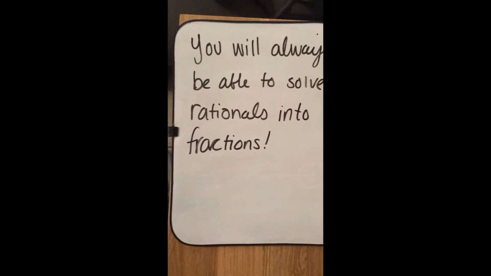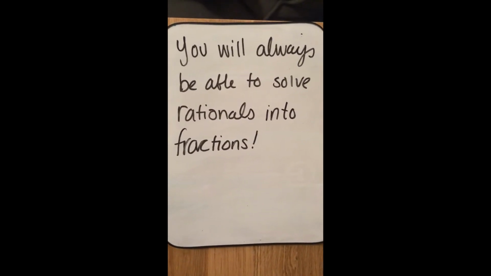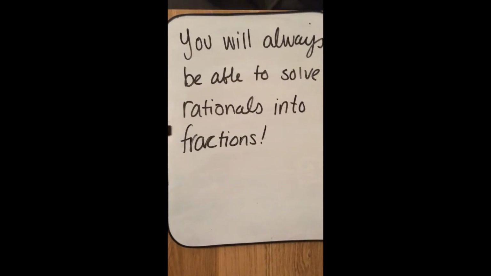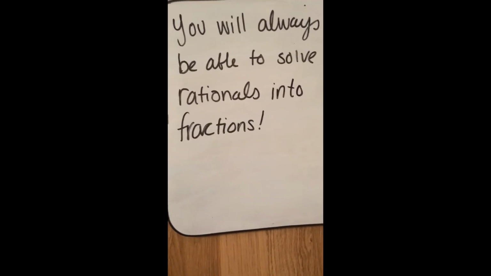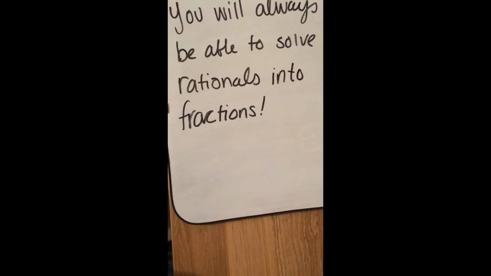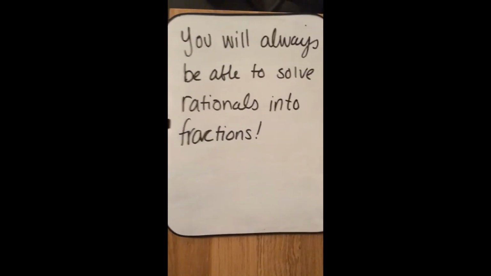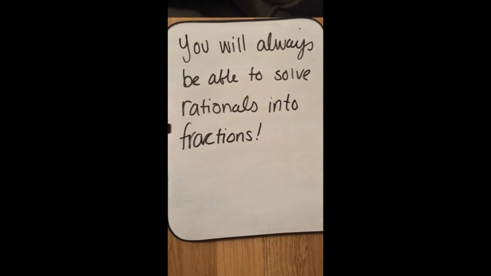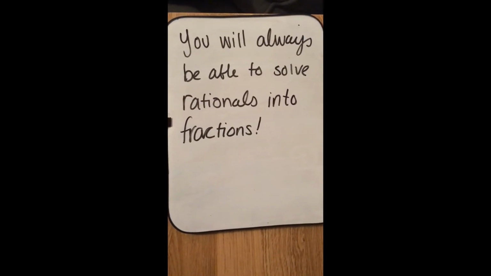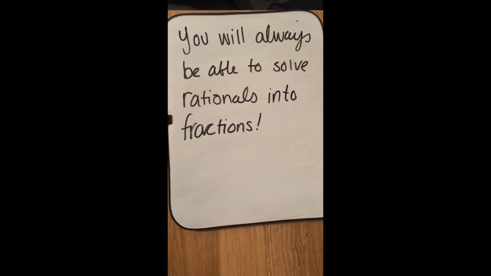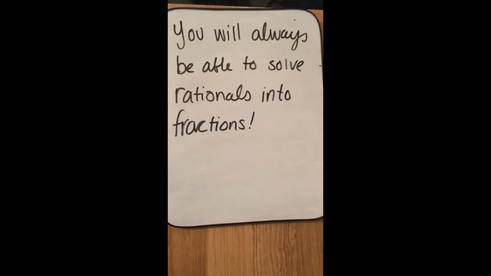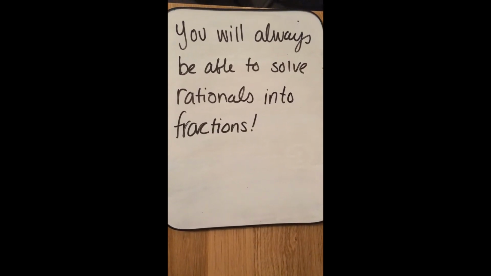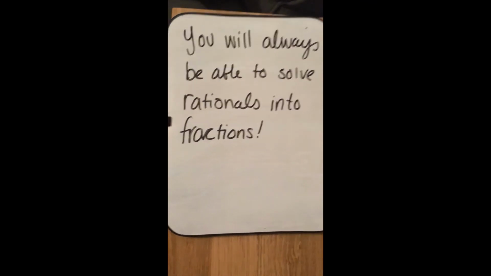Alright, just a tip for Delta Math: you will always be able to solve rationals into fractions, or, as you saw in the last problem, the fraction negative 12 over 6 is negative 2. So there aren't any trick answers that you can't solve. It will always be a fraction or a real number for rational answers.